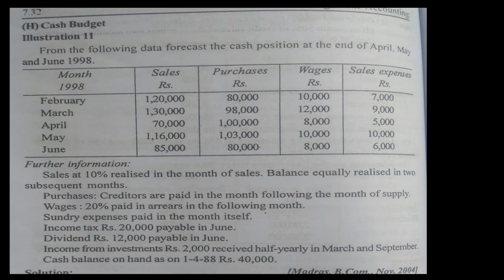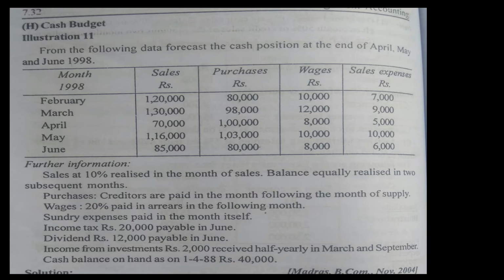Okay, now let us see. The data given here is sales, purchase, wages and expenses. These are the 4 columns given here, and out of these 4, only one is the revenue, the receipt, the income. The rest are payments. Here the sales alone is called receipts. The purchases, wages, selling expenses, everything is payments.